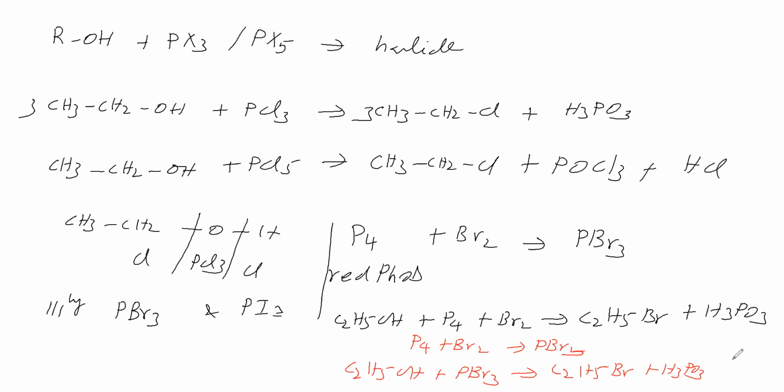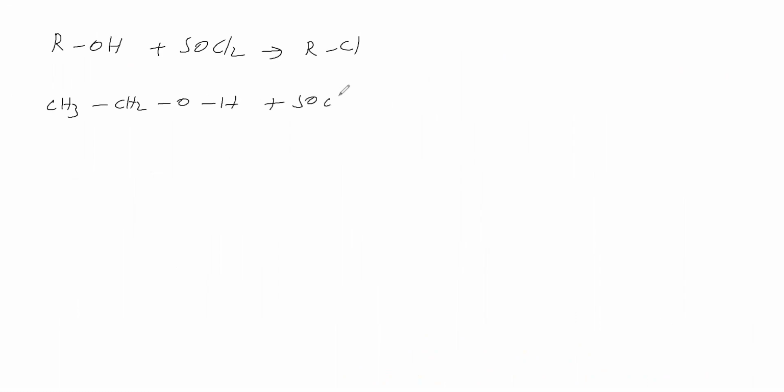Sir, we'll go to the next. Alcohol treating with thionyl chloride, we will get chloride. We will take an example: ethanol, CH3CH2OH. We will treat this with SOCl2. Here, pyridine base is taken, and the system is under reflux.